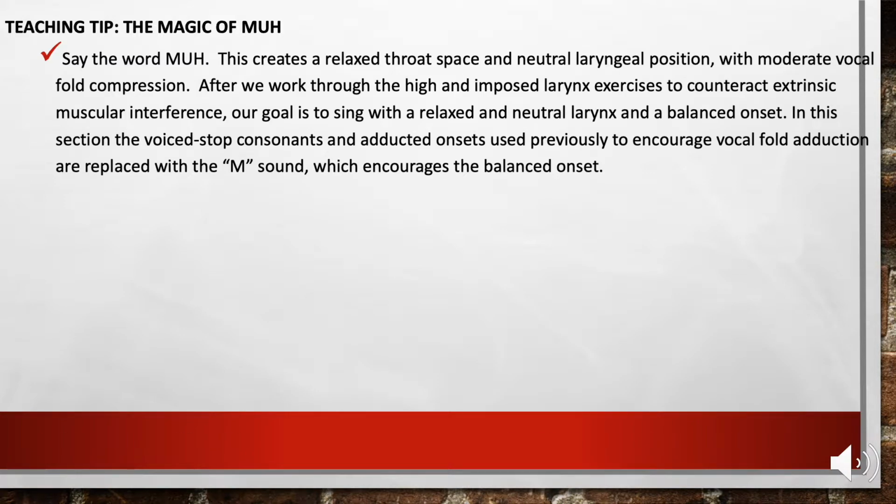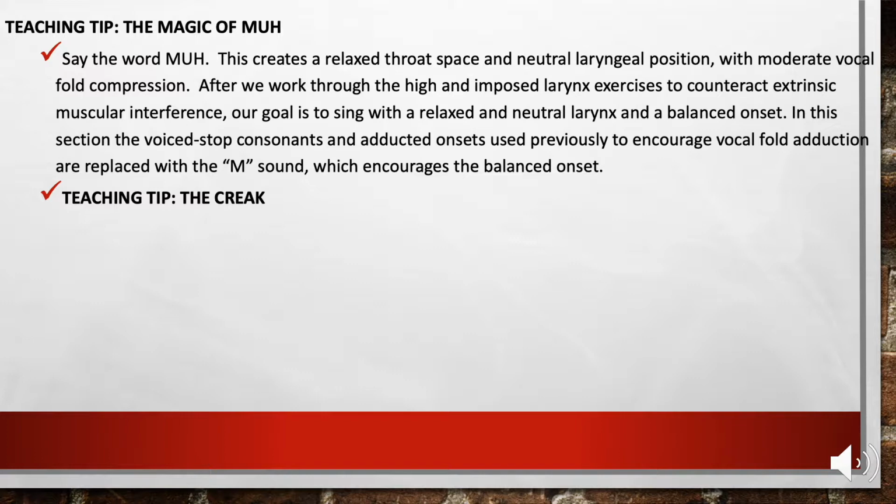Teaching tip, the magic of m. Say the word m. This creates a relaxed throat space and neutral laryngeal position with moderate vocal fold compression. After we work through the high and imposed larynx exercises to counteract extrinsic muscular interference, our goal is to sing with a relaxed and neutral larynx with a balanced onset. In this section, the voiced stop consonants and adducted onsets used previously to encourage vocal fold adduction are replaced with the M sound, which encourages a balanced onset.